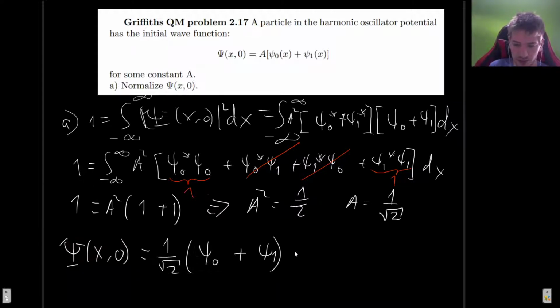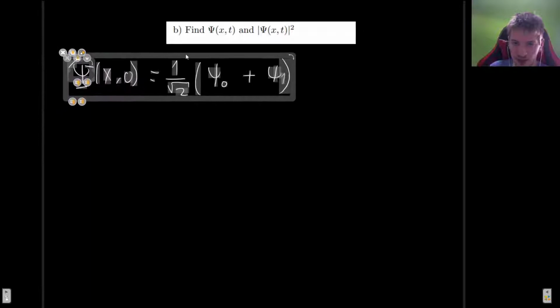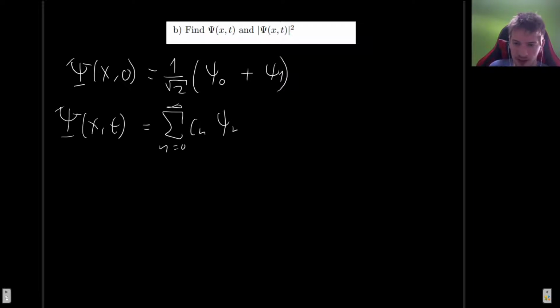You could obviously put in the actual wave functions psi0 and psi1, and that's actually something we will do when we start doing part B. So in part B, we are asked to find this wave function as a function of time. We have to incorporate the time dependence, and then we have to find the probability density. So in order to do that, remember, usually this psi of x comma t was some linear combination of our psi n's. But in this case, our wave function only has 2 states, so this summation is just going to go from 0 to 1, because it's only the 0 and 1 states.